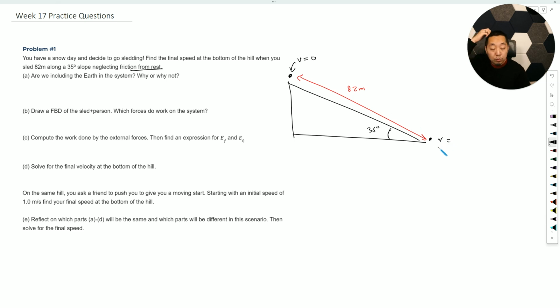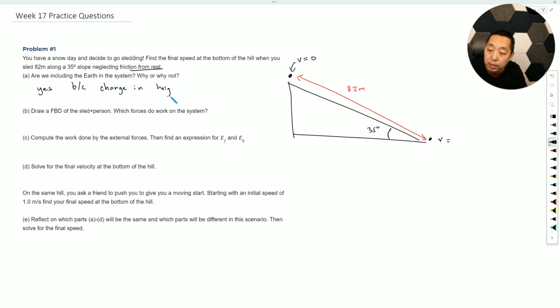You could do forces and kinematics. Don't get me wrong, you could do that. But we're going to do work and energy because that's what we're practicing here. So are we including the Earth in the system? Why or why not? Yes, we are including it because whenever there's a change in height, we want to include the Earth in this system.